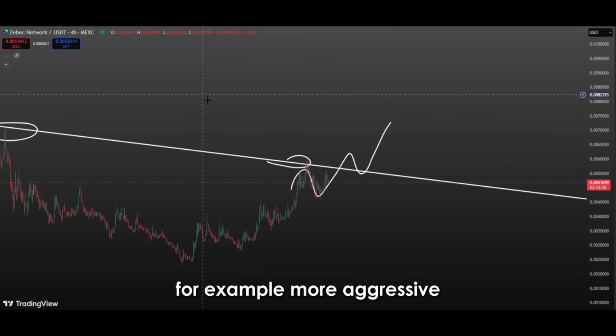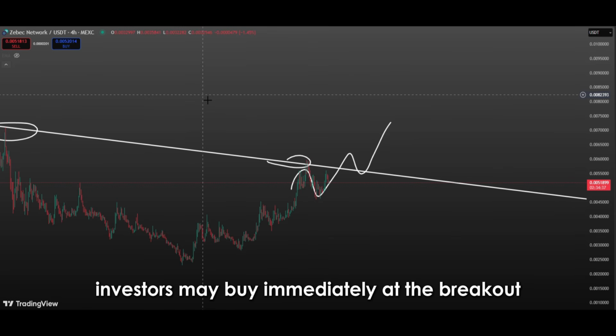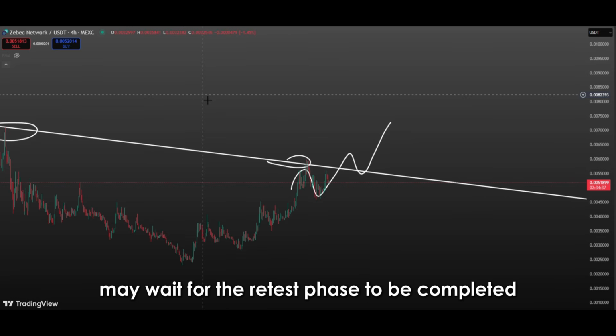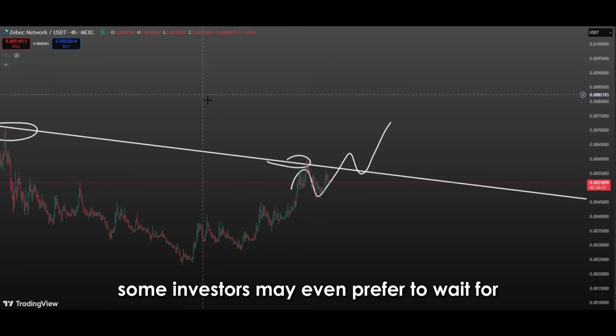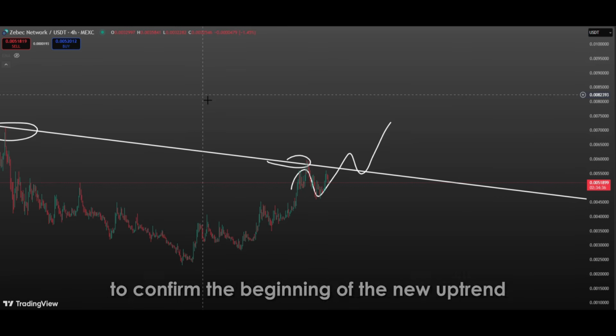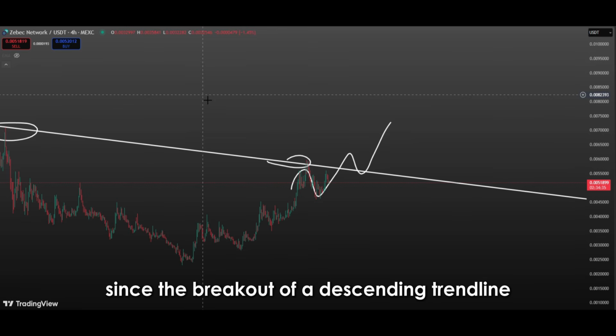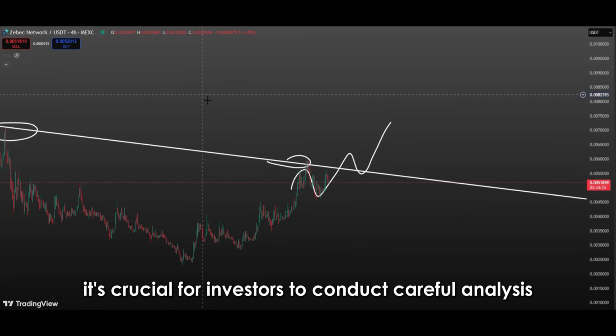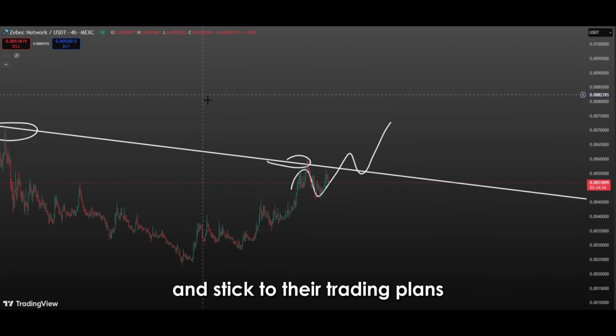For example, more aggressive investors may buy immediately at the breakout, while more cautious investors may wait for the retest phase to be completed. Some investors may even prefer to wait for the formation of higher highs and higher lows to confirm the beginning of the new uptrend. In any case, since the breakout of a descending trend line signals a structural shift, it's crucial for investors to conduct careful analysis and stick to their trading plans.